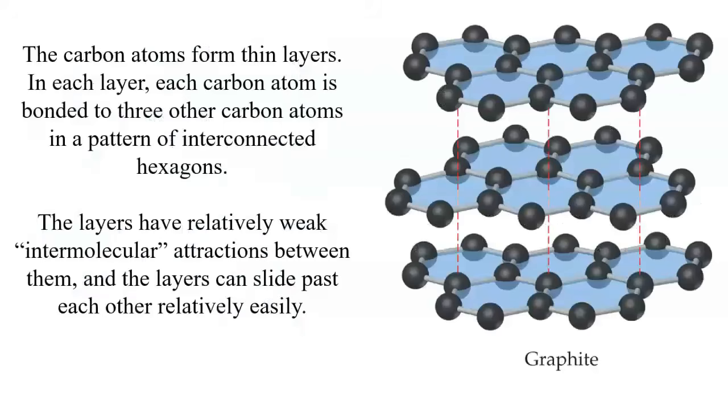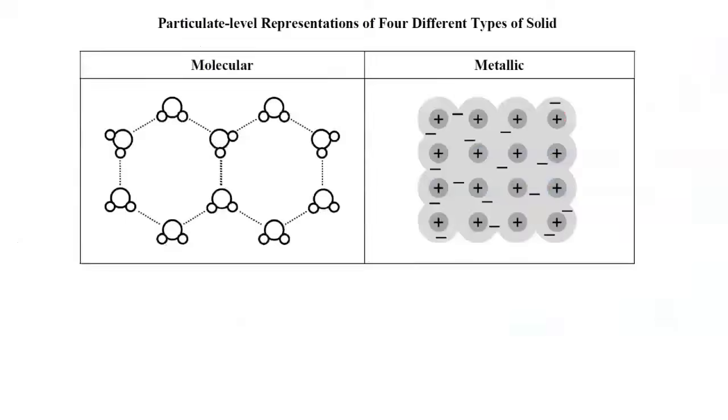In graphite, the carbon atoms form thin layers. In each layer, each carbon atom is bonded to 3 other carbon atoms in a pattern of interconnected hexagons. The layers have relatively weak intermolecular attractions between them, and the layers can slide past each other relatively easily.